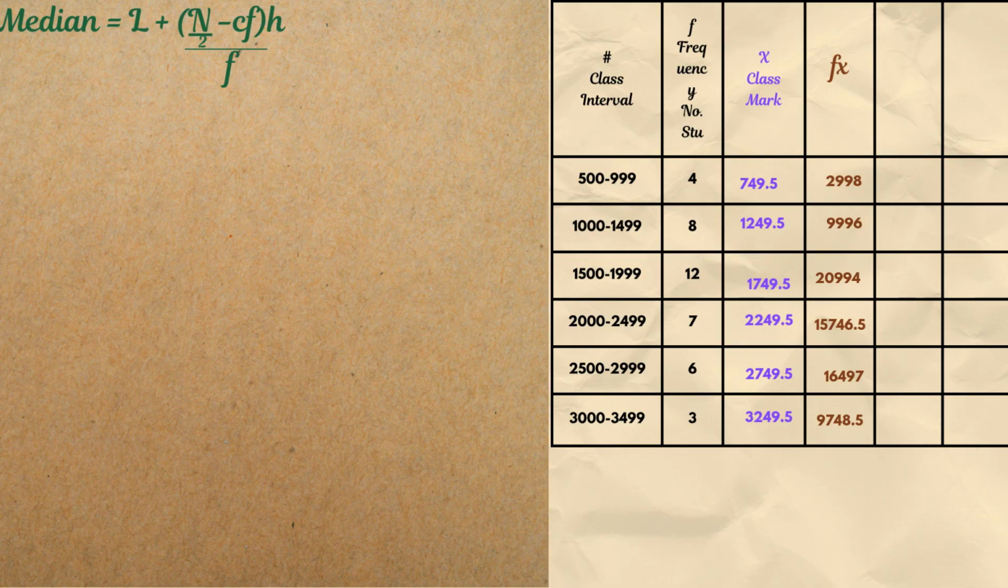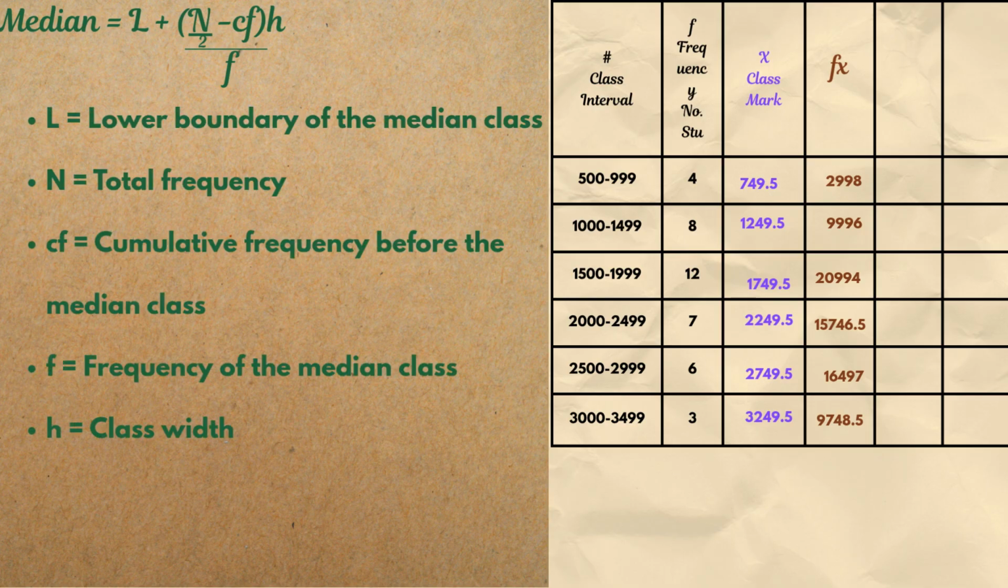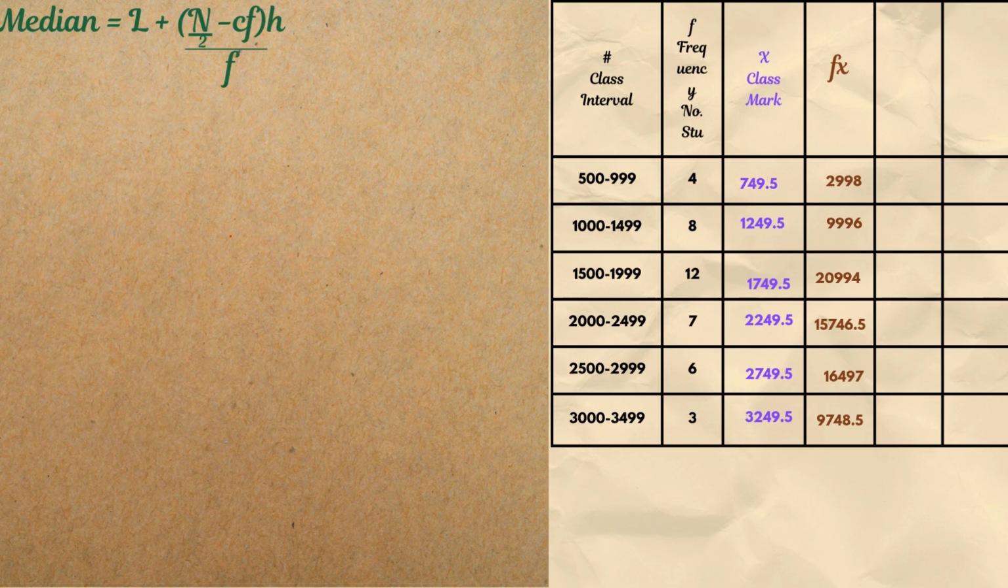Median equals L plus open bracket N over 2 minus CF divided by F close bracket multiplied by H, where L equals lower boundary of the median class. N equals total frequency. CF equals cumulative frequency before the median class. F equals frequency of the median class. H equals class width. Now let's solve the question step by step.